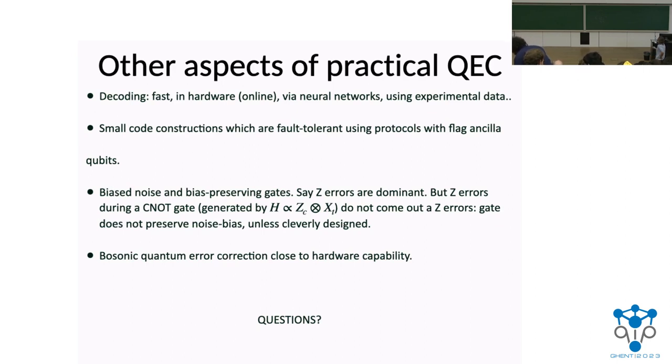Then there's a whole other thing about biased noise, which is also interesting, where Z errors are dominant, but whether you can profit from this depends a little bit on the details of how you do CNOT gates and so on. And I've also not talked much about bosonic quantum error correction, which is of high interest in particular for superconducting systems and microwave cavities, but also in trapped ions, where there's some work on bosonic error correction. Okay, I think I just want to wrap up and leave the floor for some questions.